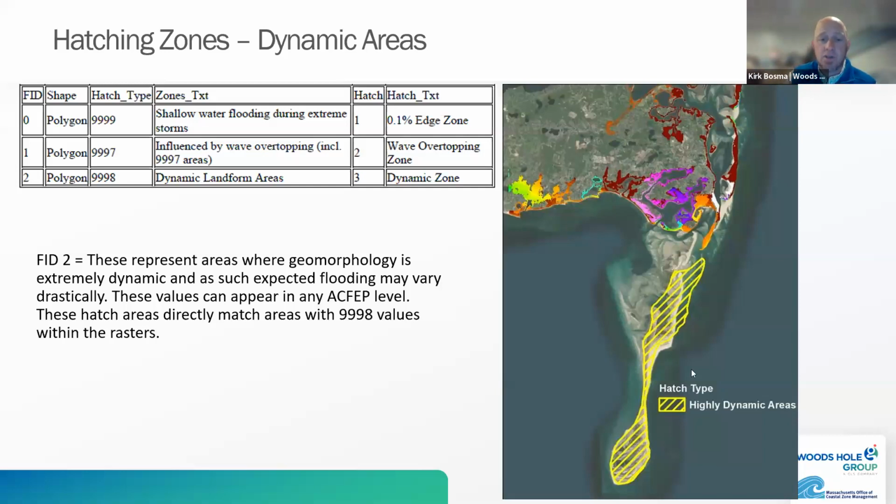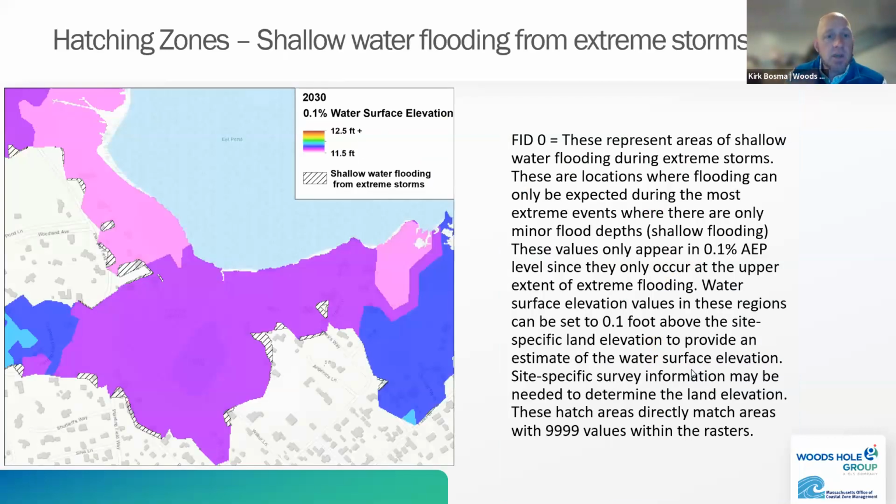These are dynamic zones where we're not sure how quickly the landscape is moving, and it's moving so quickly that, like you can see here in Monomoy, it moved from the standpoint of when we did the model to when we had the next aerial flown. So those are just areas where there's uncertainty in the way the landscape is.